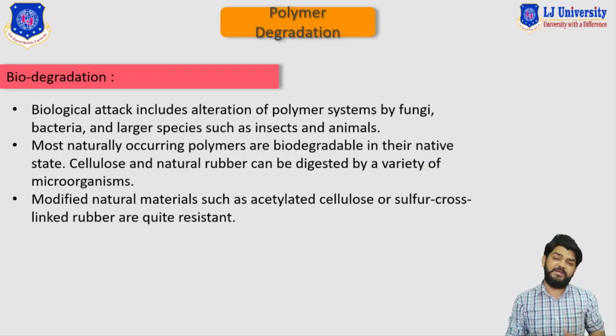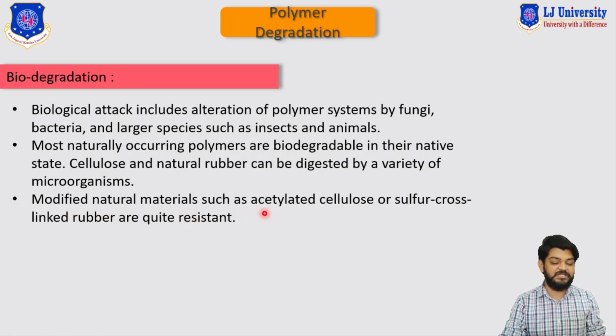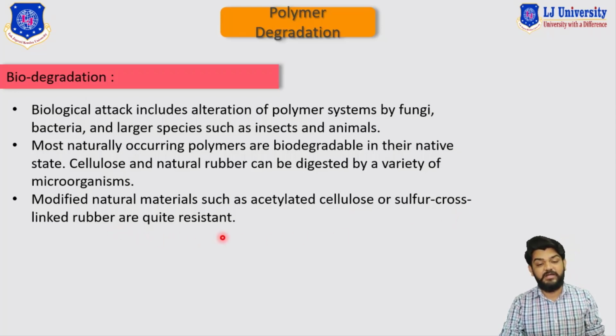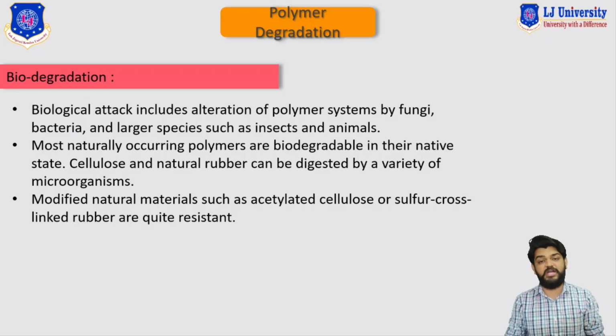So natural polymers are generally more prone to the biodegradation process, such as cellulose, proteins, glucose. They are biodegradable, right? While on the other hand, synthetic polymers are not that much affected by biodegradation. Then you can see here modified natural materials such as acetyl cellulose or sulfur cross-linked rubber are quite resistive. So these are the synthetic, or we can say semi-synthetic materials that do not undergo the biodegradation process.